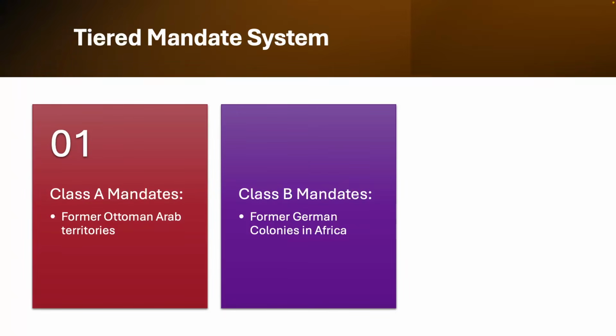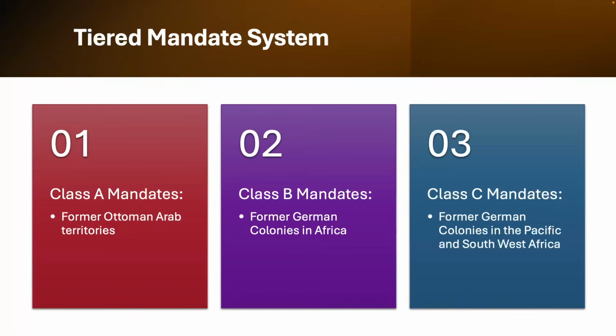Class B mandates were part of the former German colonies in Africa and were seen as requiring more control. They were not seen as being quite close to independence yet. They needed more colonial oversight. And then finally, Class C mandates were former German territories in specifically Southwest Africa and also the Pacific. Again, also seen as mandates that needed more and more direct control because they weren't viewed as being able to govern themselves in any meaningful way.